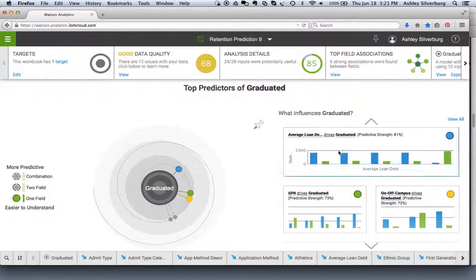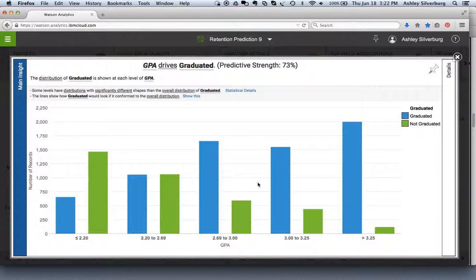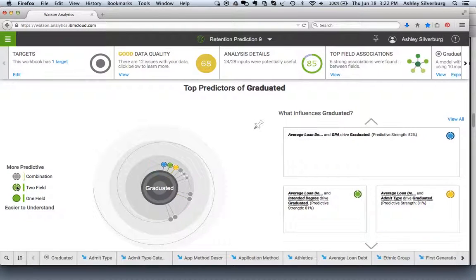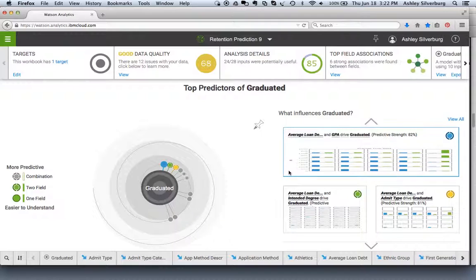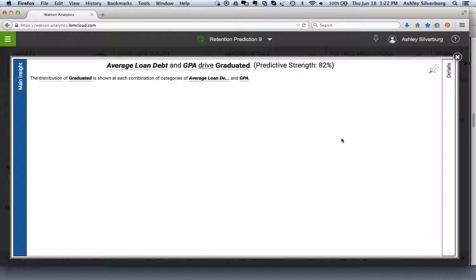I can also see other single factors that drive graduation, such as the student's GPA. So here we can see that over 3.25 GPA, most of the students graduate, whereas that goes down a bit as we get down into lower GPAs. Now let's look at what happens if we go into two-field predictions. So as we might expect, since we saw that both average loan debt and GPA were driving graduation, the combination of those two has an even larger predictive strength.